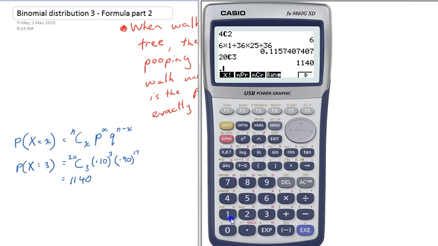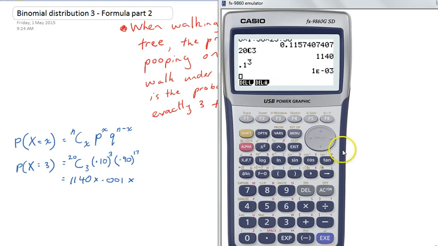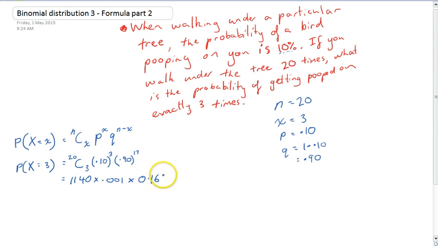0.1 to the power of 3. Okay, times 0.001, I think. You will end up with some small numbers like that, which is why it probably makes some sense in these cases to do this whole thing all in one line, so a nice number pops out. Anyway, finally, it's 0.9 to the power of 17. 0.16677.